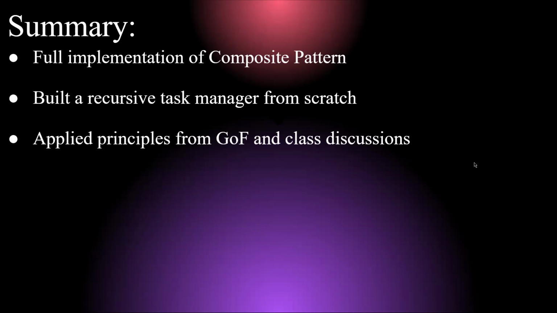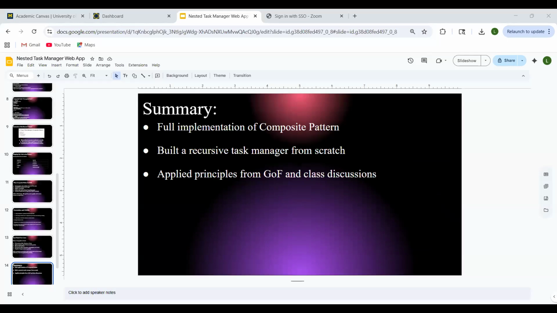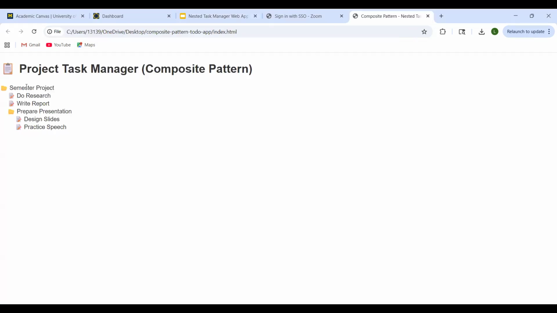As we can see, I built the folder composite pattern to-do app. We have the style CSS and the script JS. This has the code as you can see in the slide. And when I click on index.html, it's going to take me to Chrome and show me the composite pattern that we discussed earlier, which was the semester project. Under it are the subtasks: do research, write report, prepare. As you can see, this is a composite pattern. It has a hierarchy, a tree, leaves, and everything that was discussed.